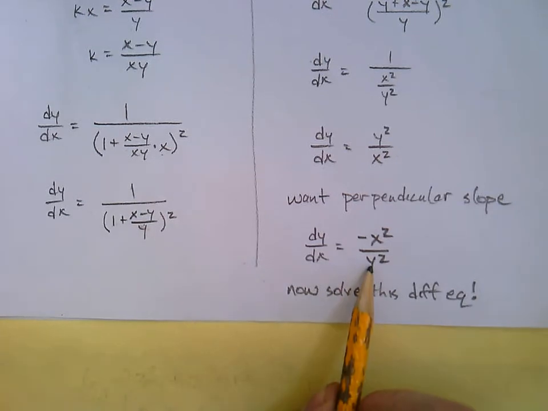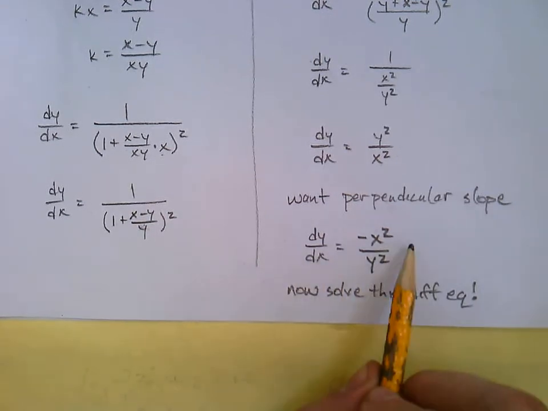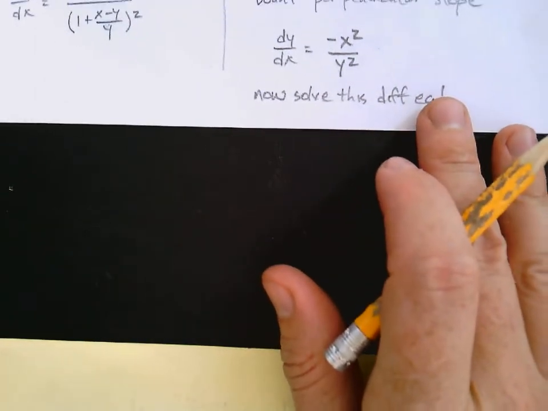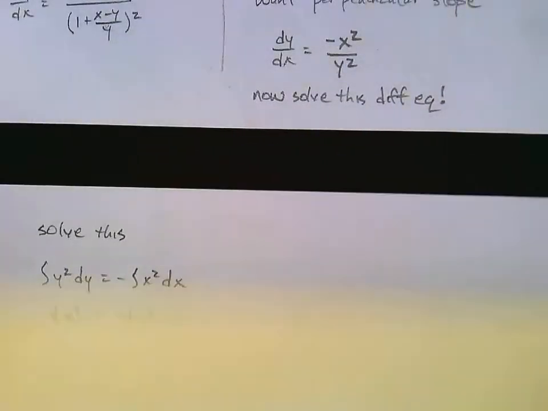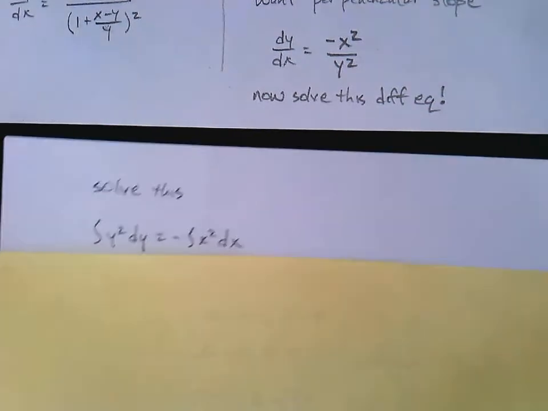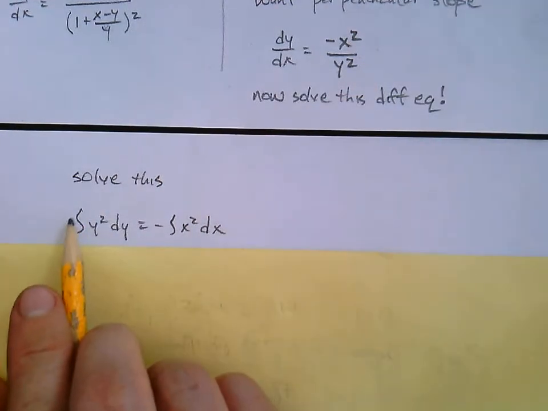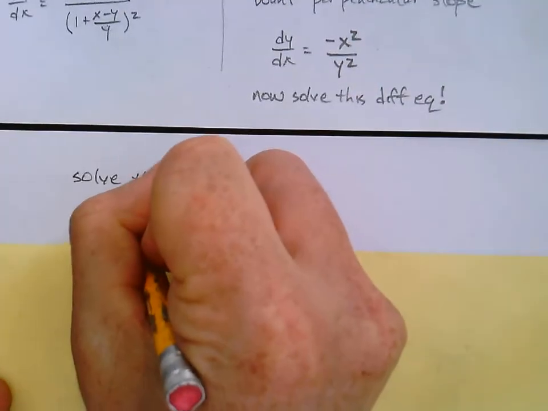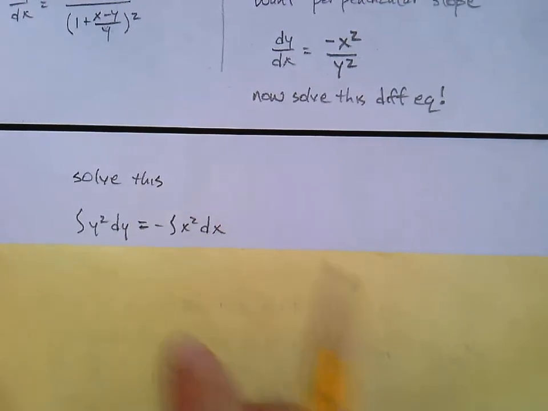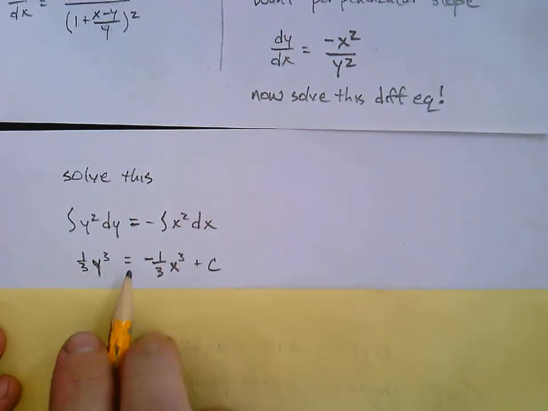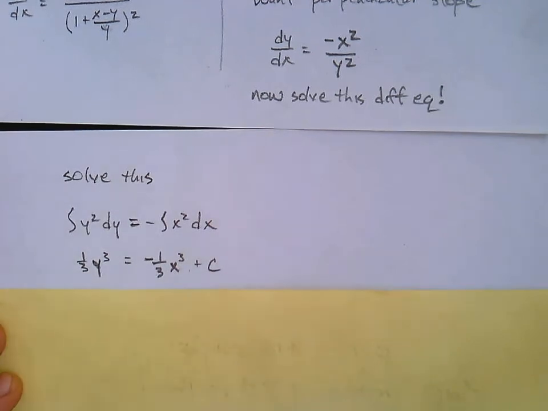Notice it's separable. We can multiply the y squared over here. We can multiply the dx over there. And we are off and running. Let me keep this on the screen. Solve this. Okay, multiply the y squared, multiply the dx. Integral y squared dy equals negative integral x squared dx. And this isn't going to be too bad at all at this point. 1/3 y to the third equals negative 1/3 x to the third plus c.